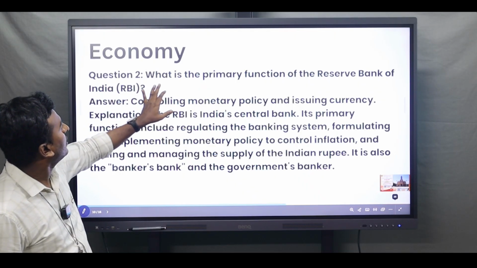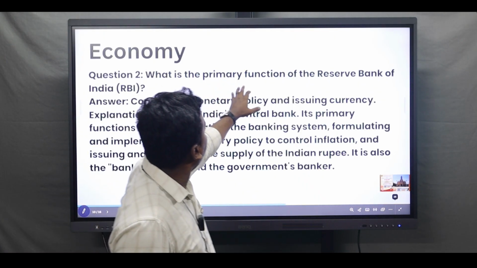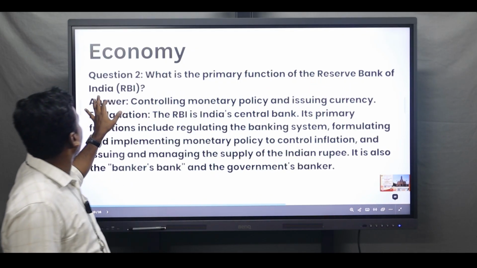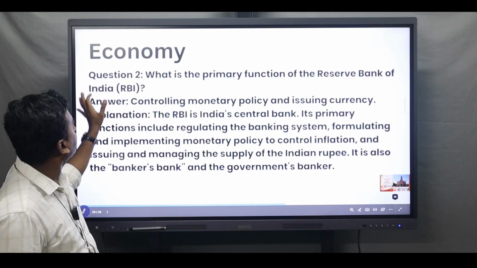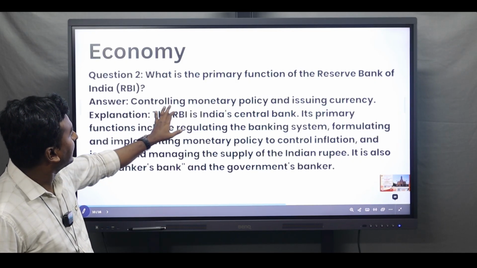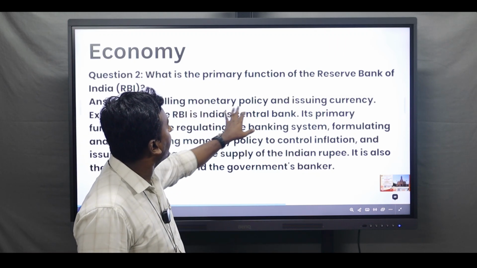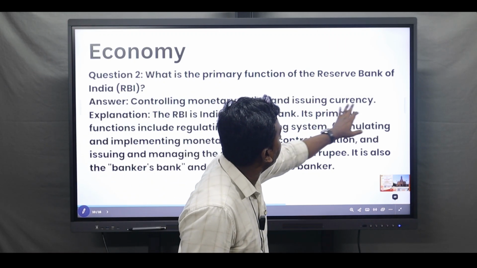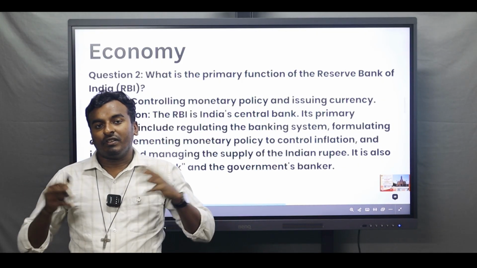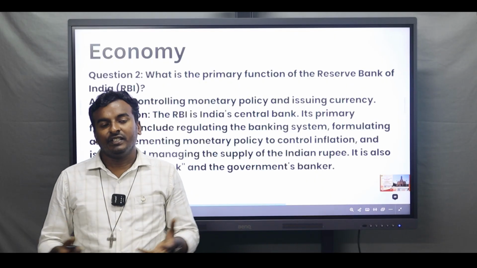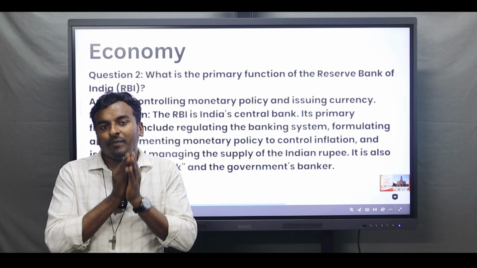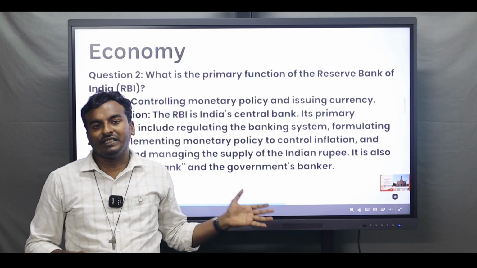Then question number 2 goes like this. What is the primary function of the Reserve Bank of India, that is RBI? The answer is controlling monetary policy and issuing currency. The currency which we are using in our hand is from the RBI, Reserve Bank of India. If it is from the Reserve Bank of India only, the currency is valid.